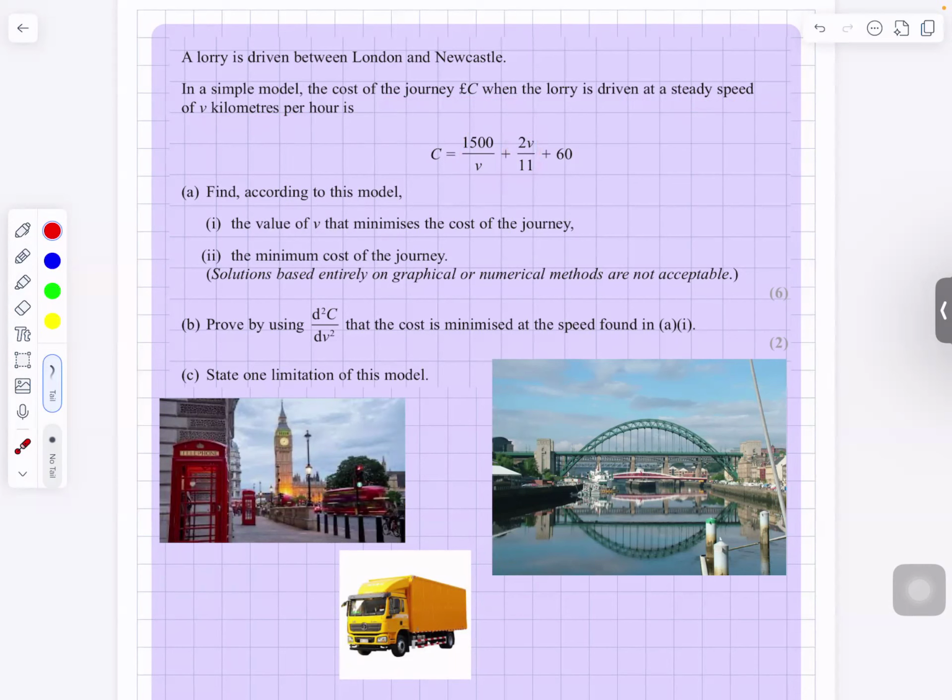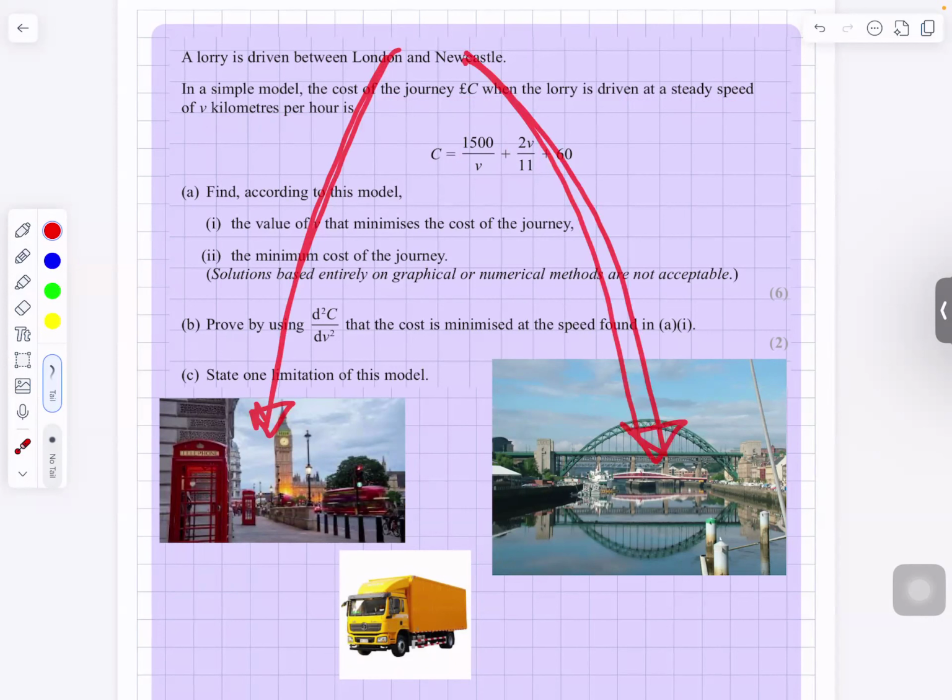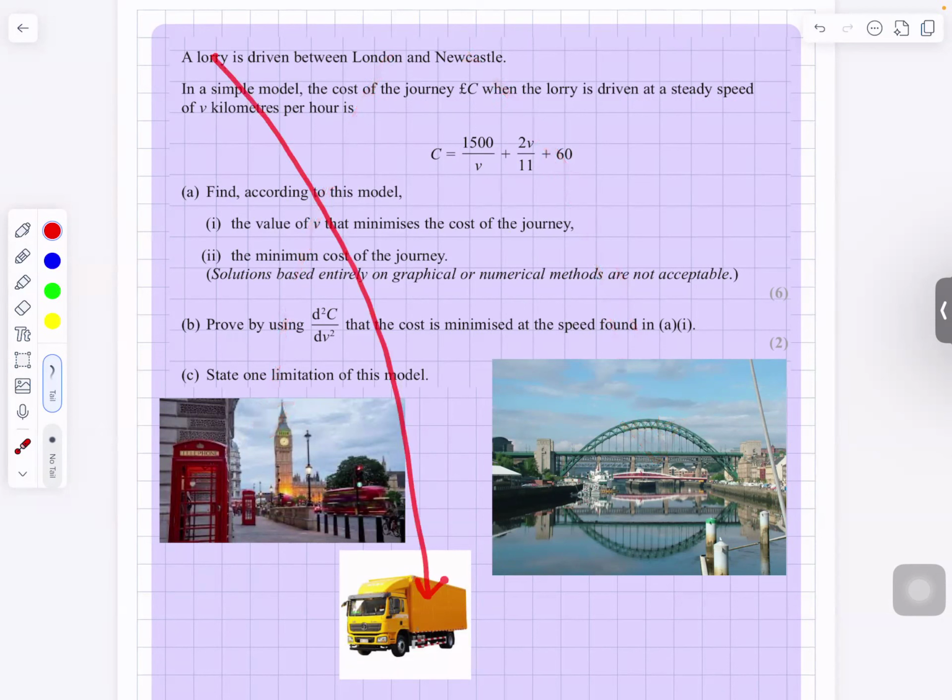So we have here, that's London there, and that's Newcastle there. And of course, we have the lorry in the middle. So the lorry is driven between London and Newcastle. Find, according to this model, the value of V that minimizes the cost of the journey.